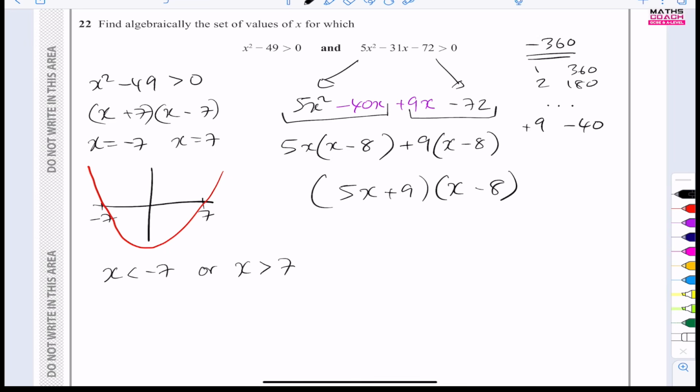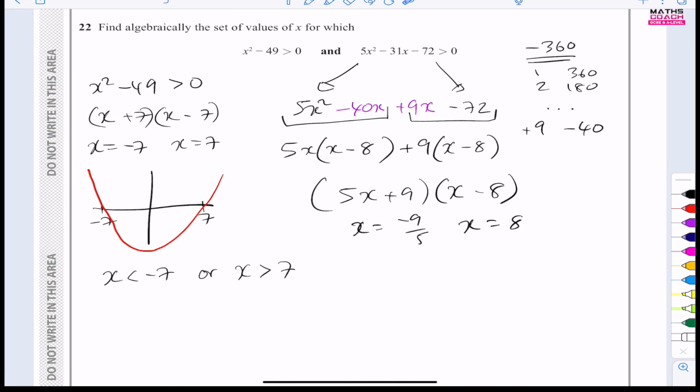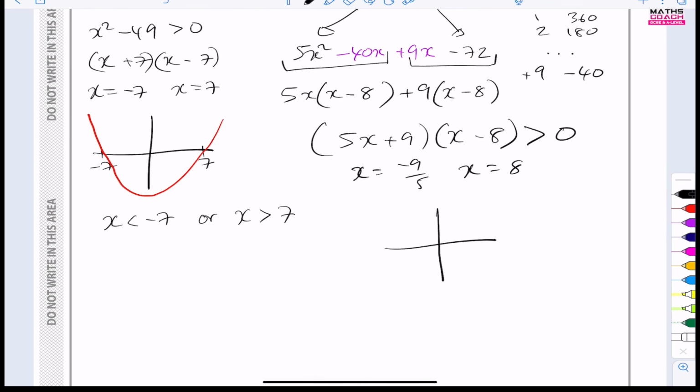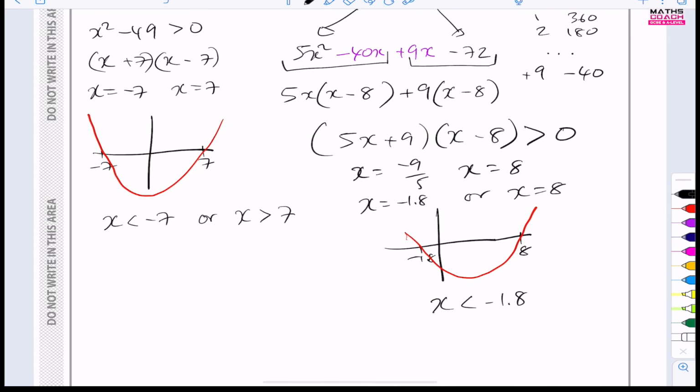Right, so for the sake of finding our critical values, x is equal to minus 9 over 5, and x is equal to 8. Greater than 0, so I forgot to do it here, so let's just do it here. We're looking for greater than 0, so we're going to have to draw this graph again. So this was x is equal to minus 1.8, or x is equal to 8. So minus 1.8, let's just put it here, and 8 here. Again, it's a smiley, so it's going to be a quadratic that looks like that. We're looking for the values of y which are greater than 0, once again here and here. So we're going to have x is less than minus 1.8, or x is greater than 8. Okay, so here and here is when this inequality is satisfied.